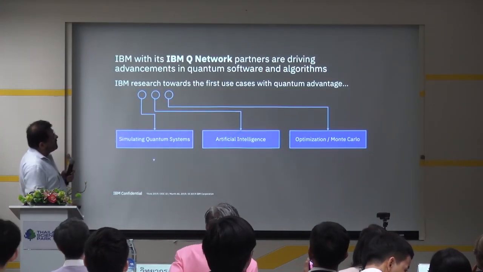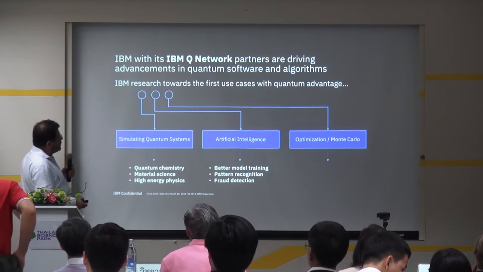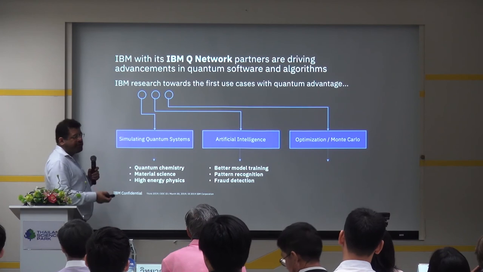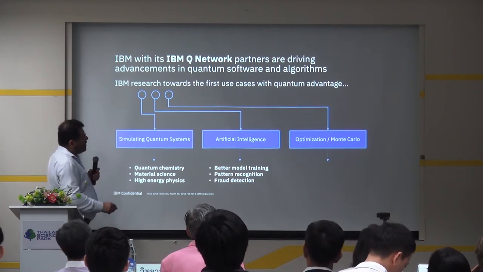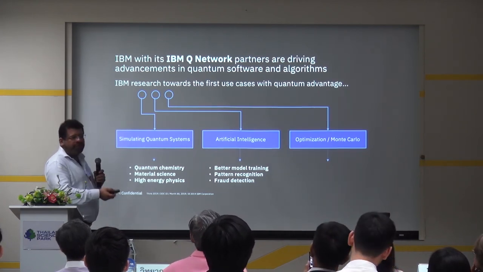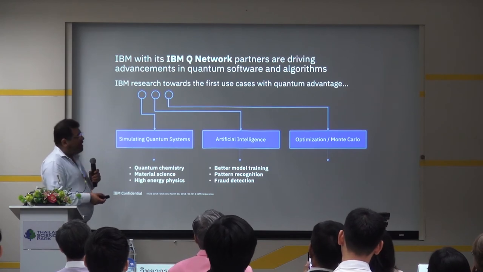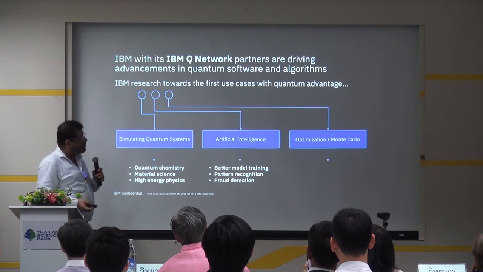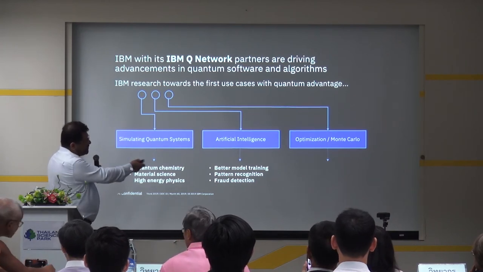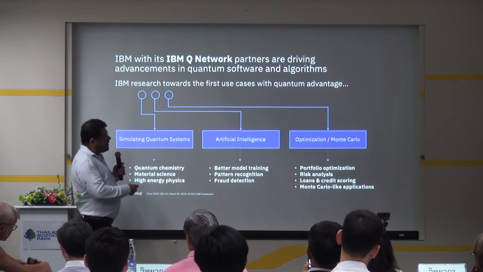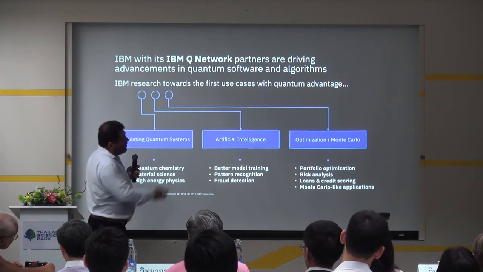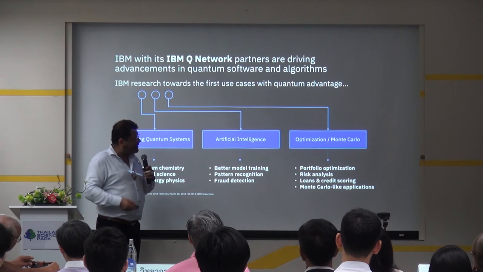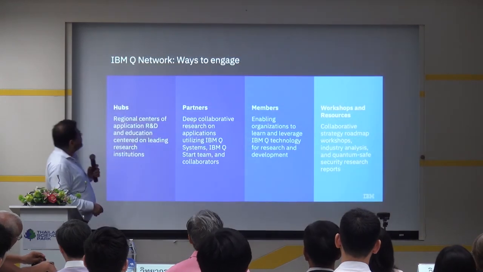So the different use cases that I work with so far: simulation, right? Quantum chemistry, material science, high energy physics. So this is stuff we're working on with CERN, for example. They want to be able to use quantum computing as part of their Large Hadron Collider. And I think they're expanding it now from the 27-kilometer one to the 100-kilometer, building a larger one. Then artificial intelligence, right? Better modeling, training, pattern recognition, fraud detection, and optimization, Monte Carlo, right? So these are more finance, portfolio optimization, risk analysis, et cetera.